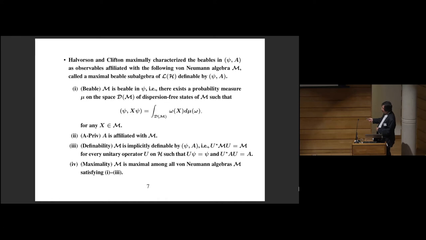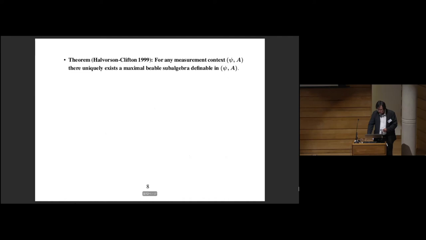The last characterization is that M is maximal among all von Neumann algebras M satisfying all those properties. In that case, we call this von Neumann algebra M a maximal behavior subalgebra definable by a given measurement context. Then Halvorson and Clifton proved the following theorem. For any measurement context, there uniquely exists a maximal behavior subalgebra definable in Psi A.